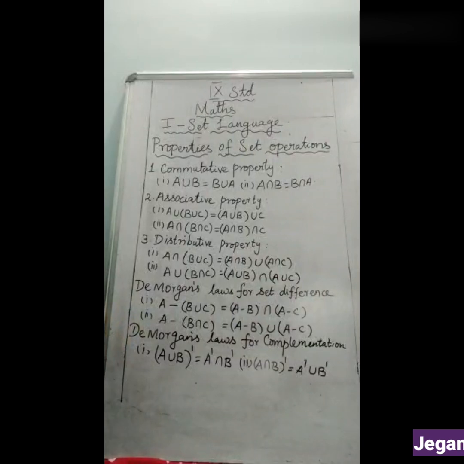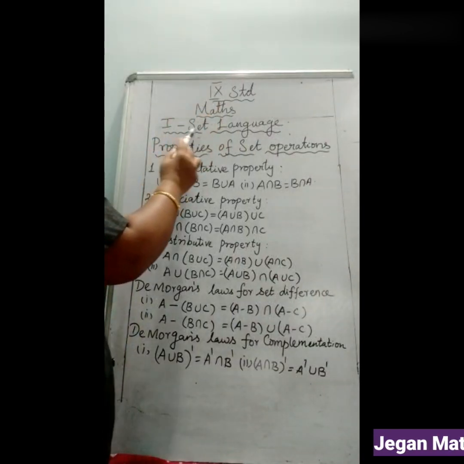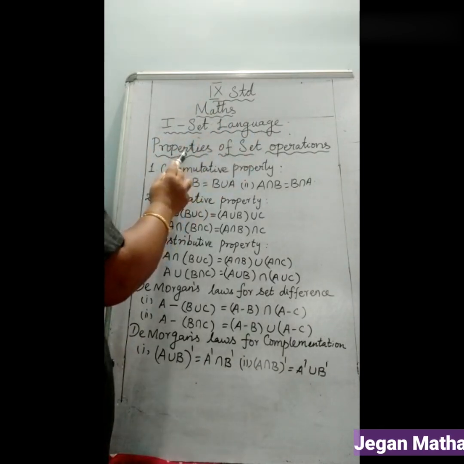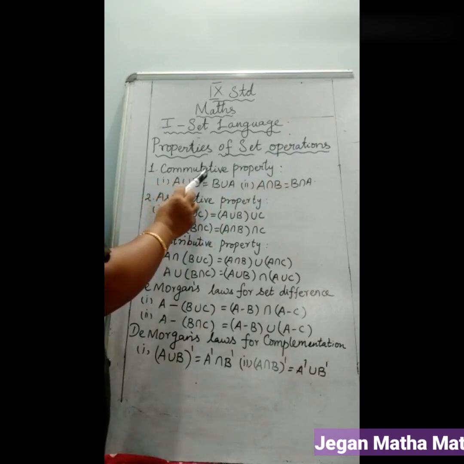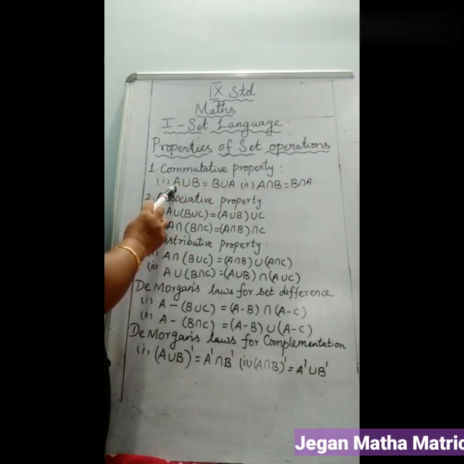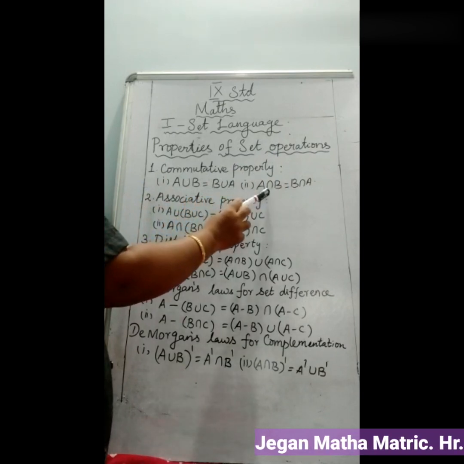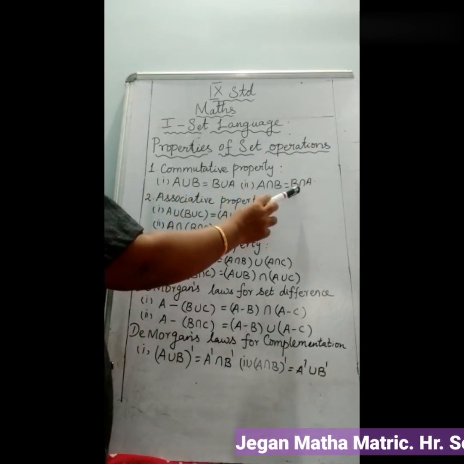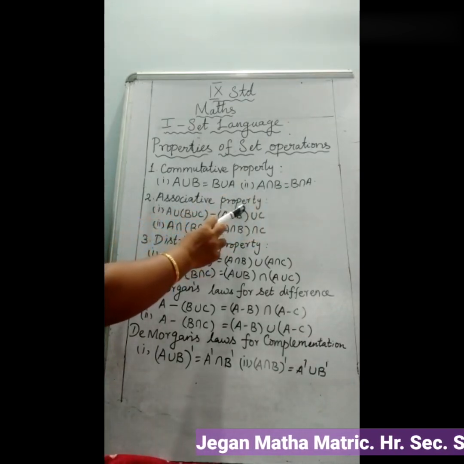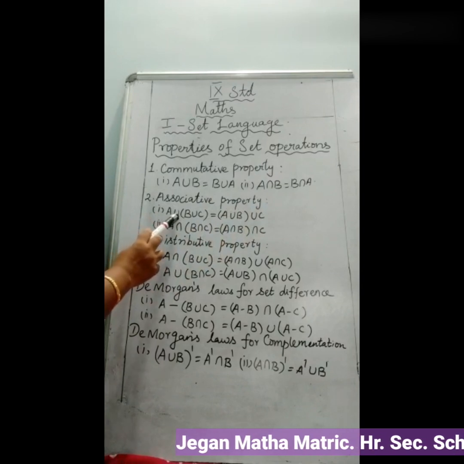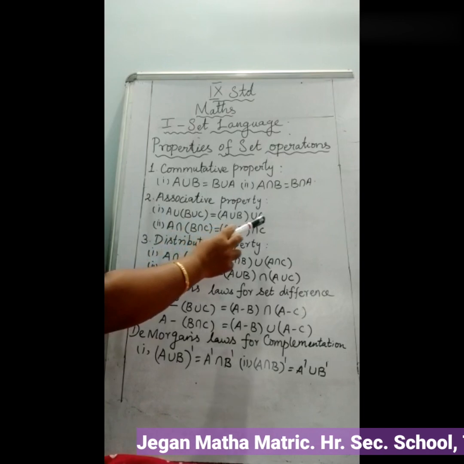Hello students, today we are going to see 9th standard maths first chapter, set language. Properties of set operations. First one is commutative property. A union B is equal to B union A, and second one, A intersection B is equal to B intersection A. Then associative property. First one is A union (B union C) is equal to (A union B) union C.